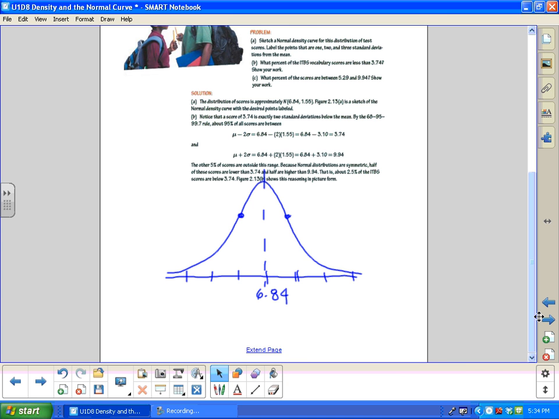All right, so I'm going to start adding 1.55 to get my 2, 3 standard deviations away from the mean. So if I had 6.84 and 1.55, I get 7. Lord, I can't read that.